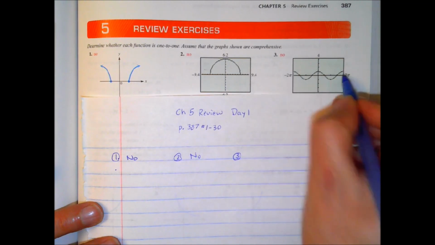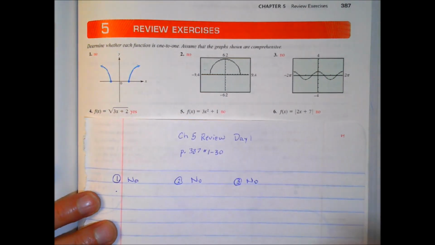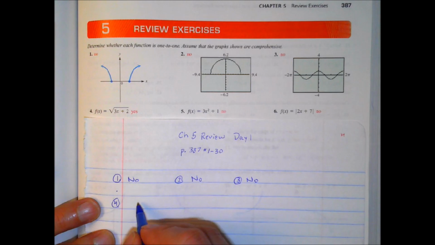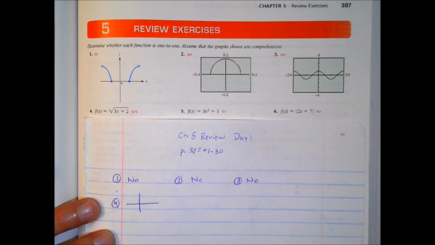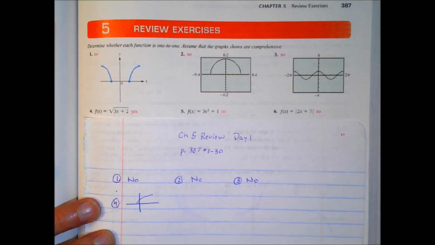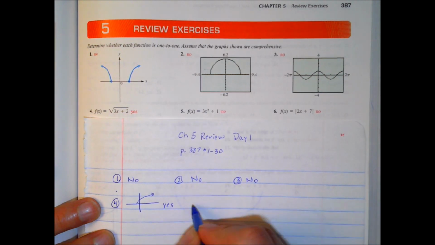Number 4, if we look at the graph of number 4, it's going to look like this. Okay, and it'll keep going out like this. So yes, it will pass the horizontal line test. Number 5, it's a quadratic, shift it up 1. No, that fails the horizontal line test.